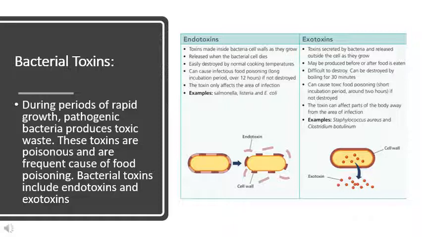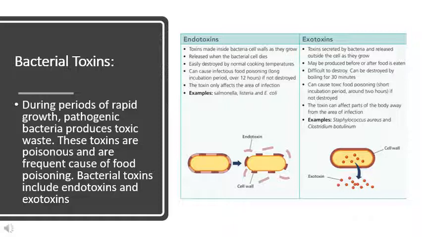Exotoxins then are toxins secreted or released from the bacteria as they grow. They may be produced before the food is eaten or after. These types of toxins are very difficult to destroy and require cooking for at least 30 minutes at a high temperature. These toxins also produce what's called toxic food poisoning, which means it's not contagious but has more serious symptoms.